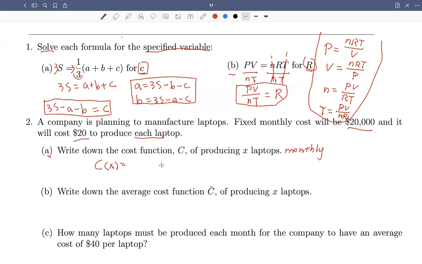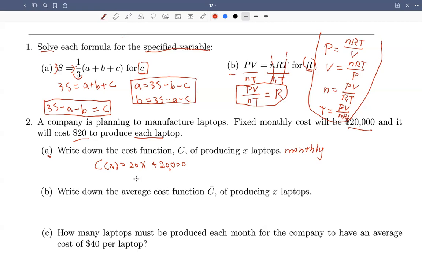So 20,000 is just one. So in a month, $20,000 is a fixed one-time cost. But we have to add the cost to produce each laptop. One laptop costs $20. For X many, that would cost 20 times X. So we get a linear function. So the cost function is C of X equals 20X plus 20,000.